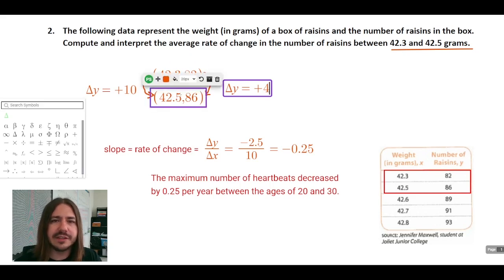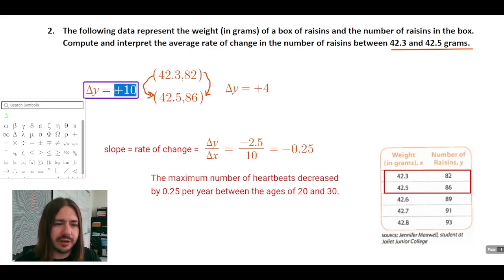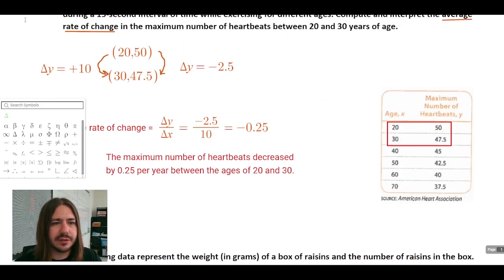When you start having fractions and decimals and negatives, it's not a bad idea to throw it in the calculator. But these are pretty simple, right? 42.5 minus 42.3 is just going to be, we're going to add 0.2. And that should be change in x. Did I not? Yeah, I forgot. I messed that up over here. This should be change in x.